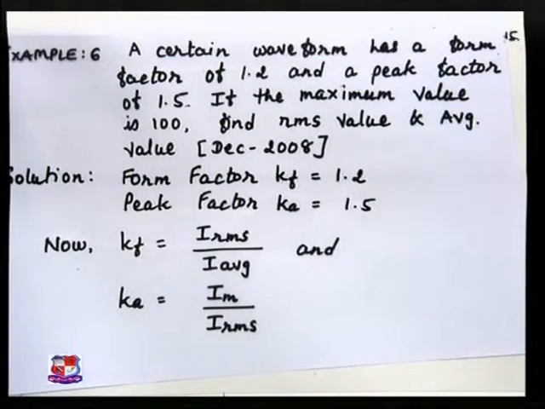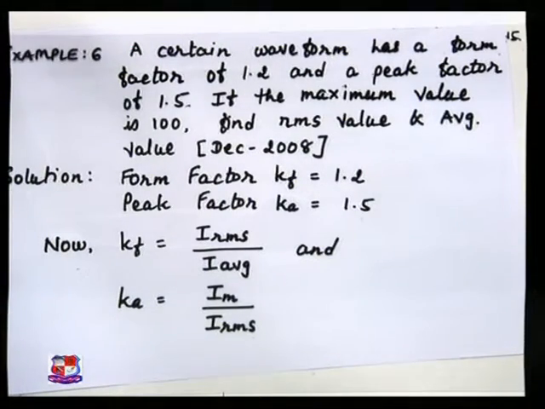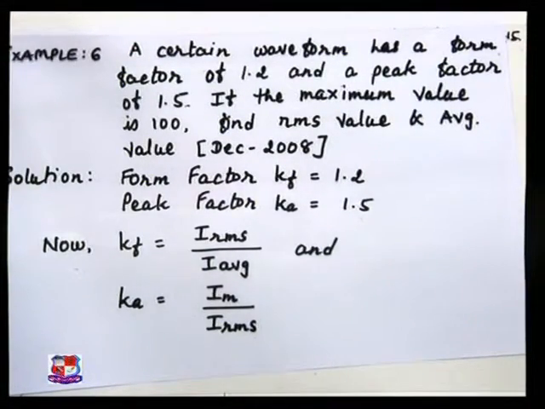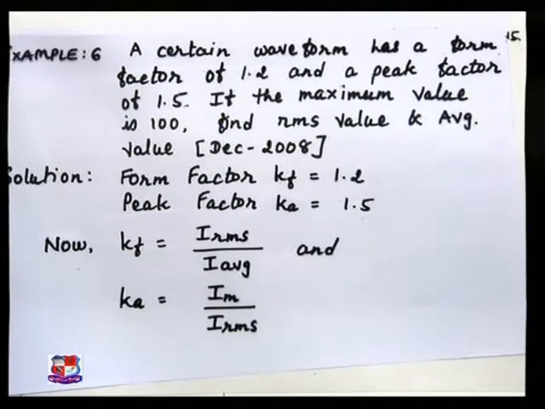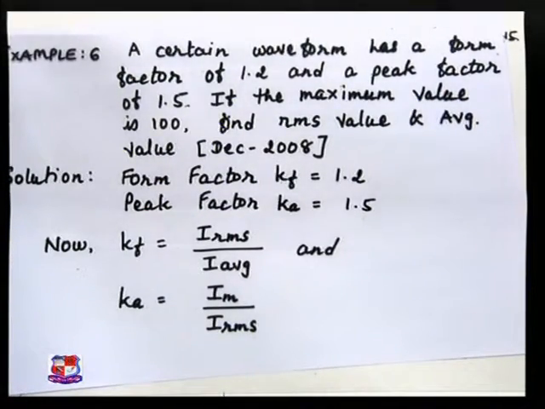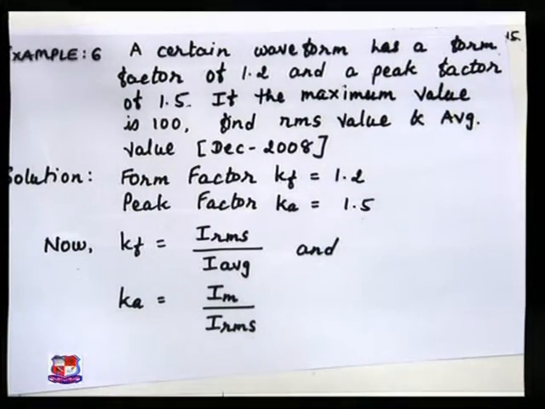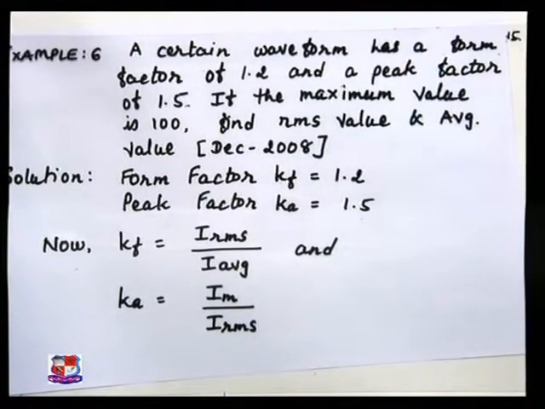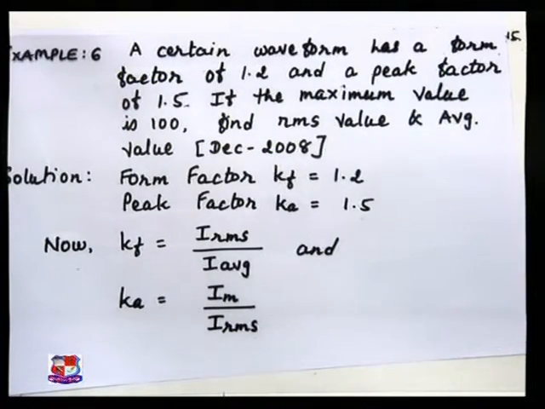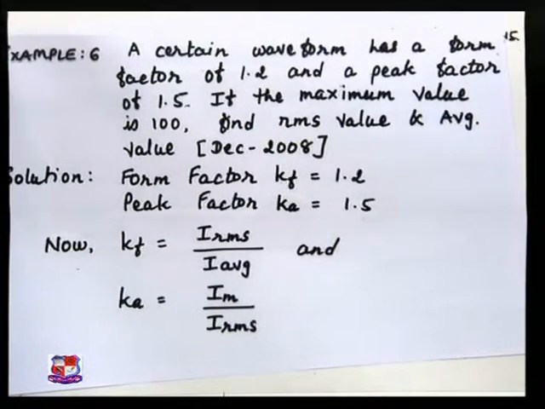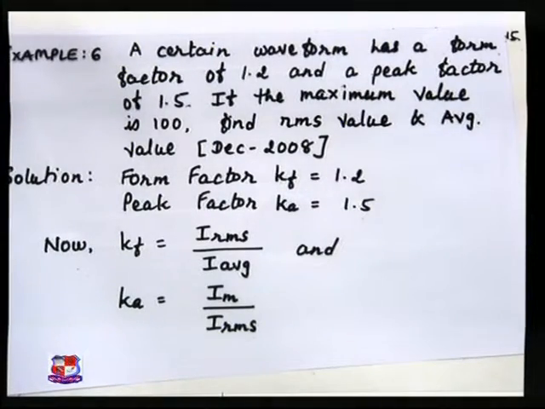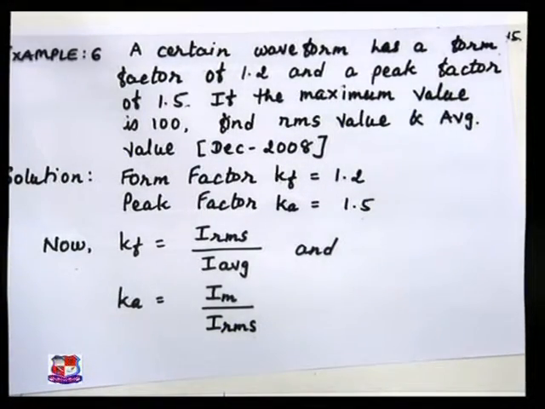Now the value of form factor and peak factor is constant for each and every alternating quantity. So form factor is equal to 1.2 and peak factor is equal to 1.5. So KF, means form factor, is equal to IRMS divided by I average, and peak factor is equal to IM, means maximum value, divided by IRMS. Now the values of form factor and peak factor are given to you. Use this relation and you can easily find the values of the current.